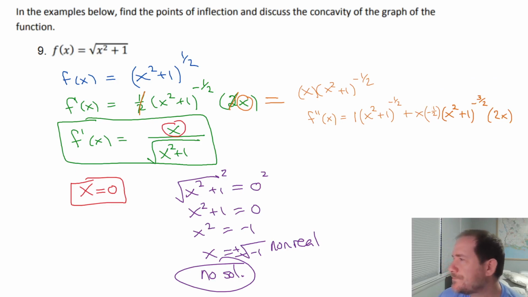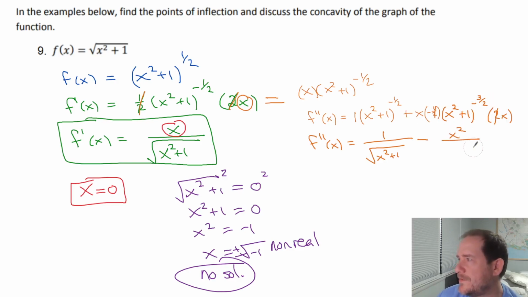This is pretty complicated. Alright, so it looks like I've got an f double prime that equals, I've got this negative power, so this will be 1 over the square root of x squared plus 1. Then I do have a factor of negative a half, so the half will cancel the 2, but I still have a negative. So instead of plus, we'll say minus. Then I've got an x and an x, which makes an x squared in the numerator. And downstairs, we'll have the square root of this thing cubed. So x squared plus 1 cubed, and then the square root of that.